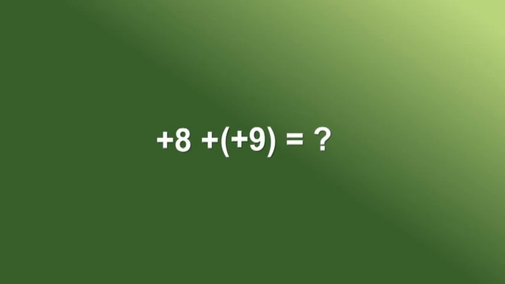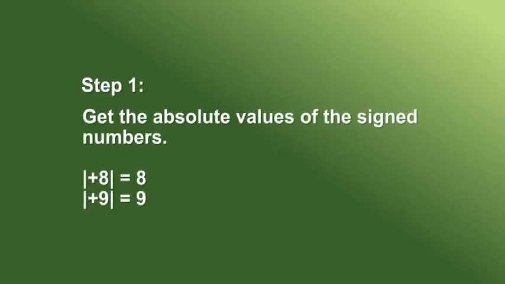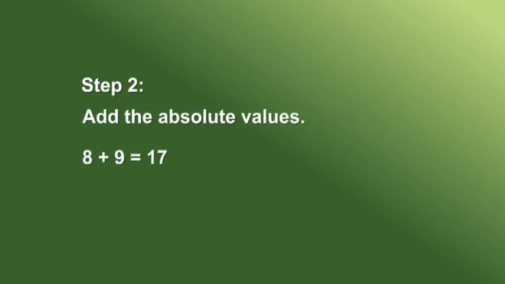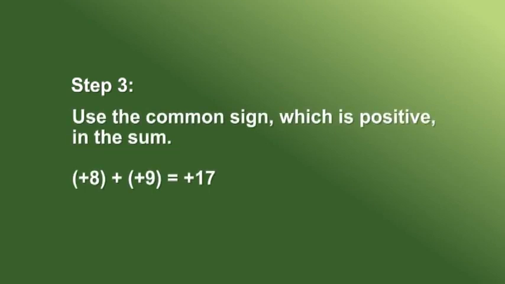First, add positive 8 and positive 9. Step 1, get the absolute values of the signed numbers. Step 2, add the absolute values. Step 3, use the common sign which is positive in the sum. Our answer therefore is positive 17.